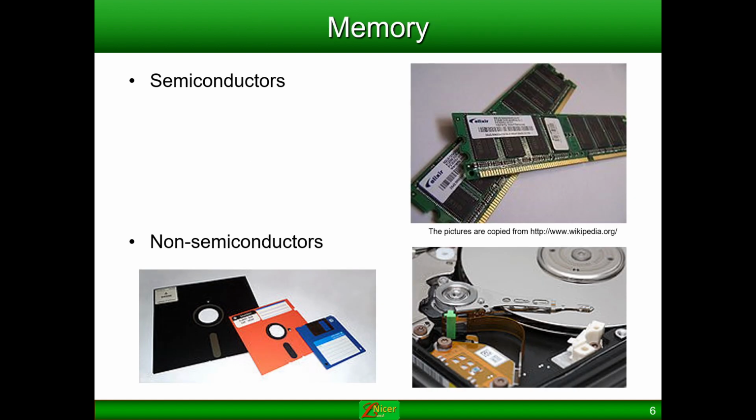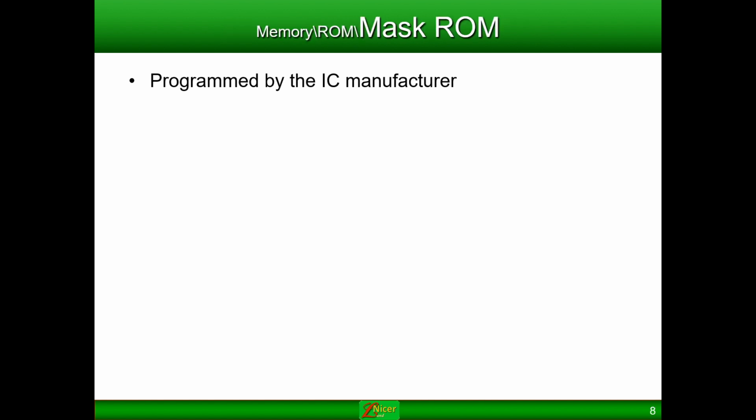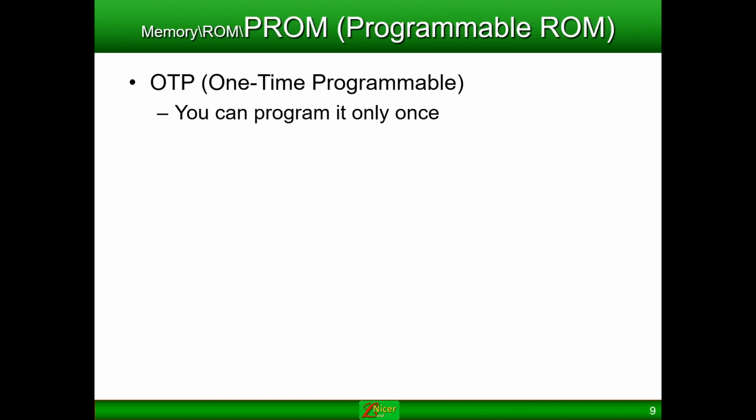the time it takes is known as the access time. Memories are semiconductor and non-semiconductor. The semiconductor memories are ROM and RAM. In ROM we have different categories like mask ROM, PROM, which is programmable ROM, EPROM, erasable ROM, EEPROM, electrically erasable ROM, and flash EPROM. In RAM, we have static RAM, dynamic RAM, and non-volatile RAM. A mask ROM is only programmed by the IC manufacturer. The PROM is one-time programmable, and can be programmed either by the IC manufacturer or by the user.